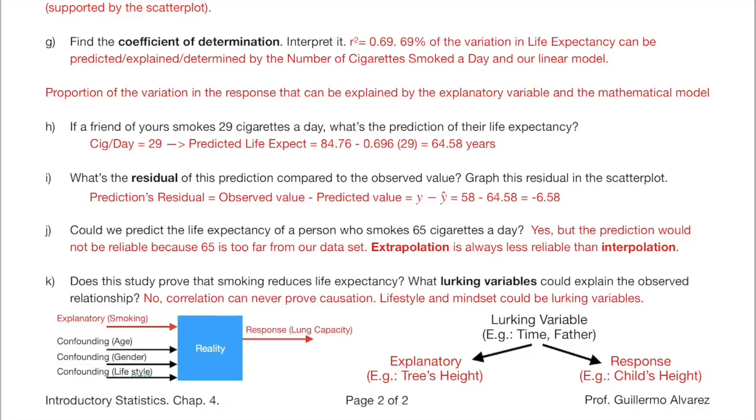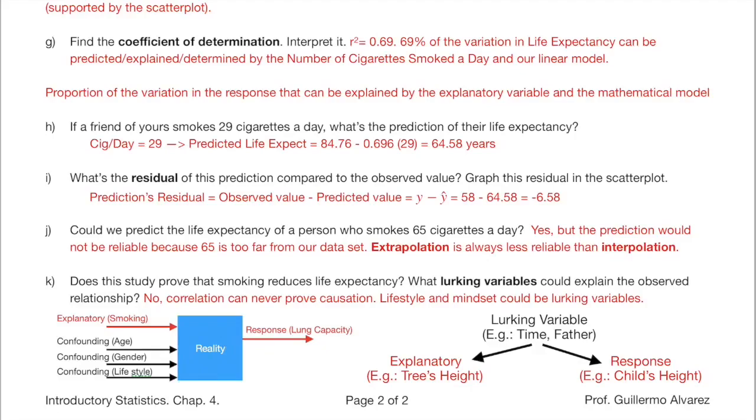Going back to question K, some lurking variables that could explain the correlation between cigarettes smoked a day and life expectancy are lifestyle and mindset or personality. Let's say that John is committed to a healthy lifestyle. Because of this, he does not smoke, but also because of this, he takes care of his diet, he exercises regularly, and all this may also increase his life expectancy.